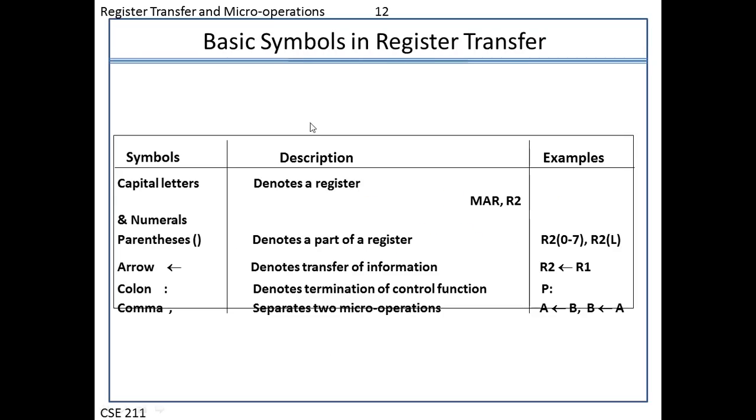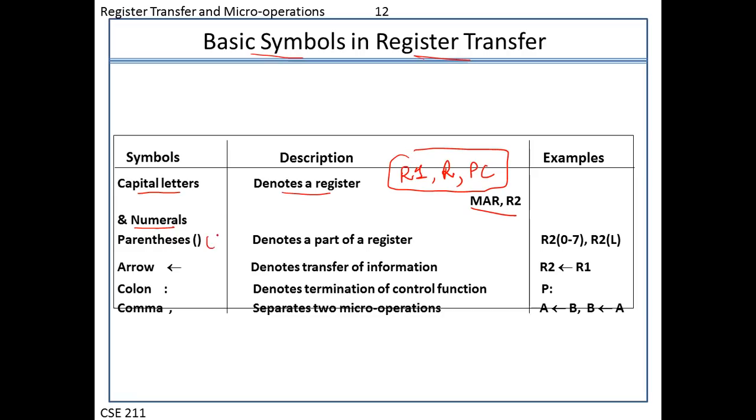So this is the last point; you could say it is the summary of what we have learned so far. There are some basic symbols within the register transfer. Okay, let's understand them. We use capital letters and numerals to denote the register. So R1 is a register, R is a register, PC is a register. These are all registers. This is how we can designate a register.